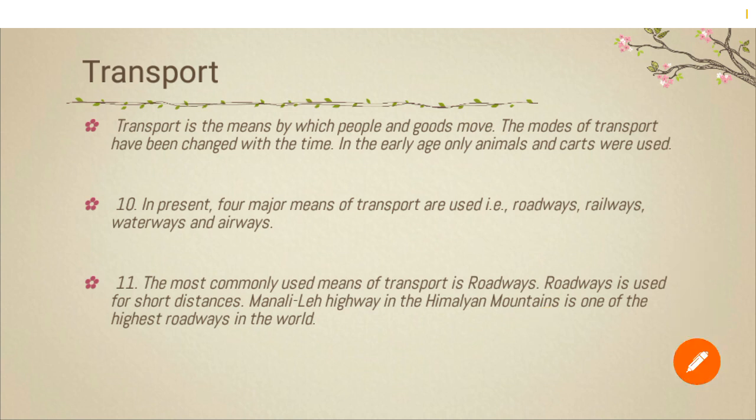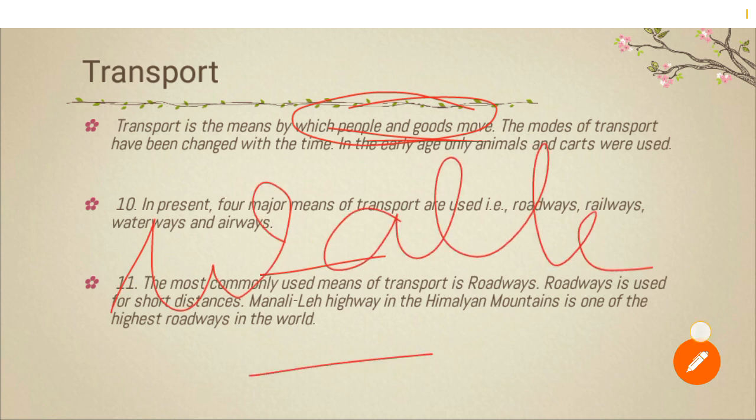Transport means moving of goods, moving of people. So from one place to another, moving of goods and moving of people is known as transport. So there are many modes of transport, and in the course of time it keeps on changing. In the earlier days, in the stone age, the people always walked. If they needed to transport, they preferred walking.